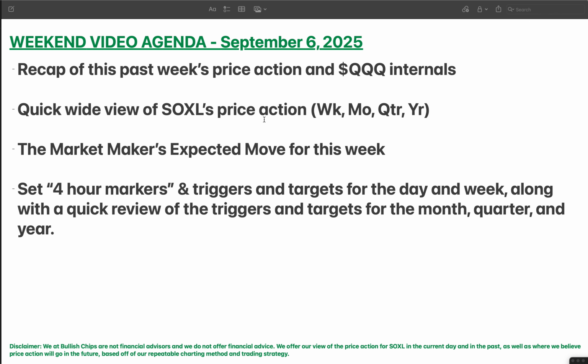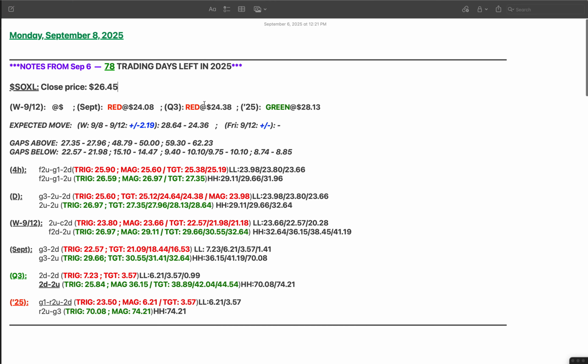So if we go to our notes for Monday and this week, we can see Monday, September 8th. These are our notes. On Monday, there will be 78 trading days left in the year. We closed at 26.45 on Friday. But we can see here we've got our market maker's expected move for the week of $2.19. That gives us a high of 28.64 and a low of 24.36. So again, that's just adding $2.19 to 26.45, which gives us 28.64. And then if we subtract $2.19 from 26.45, that gives us 24.36.